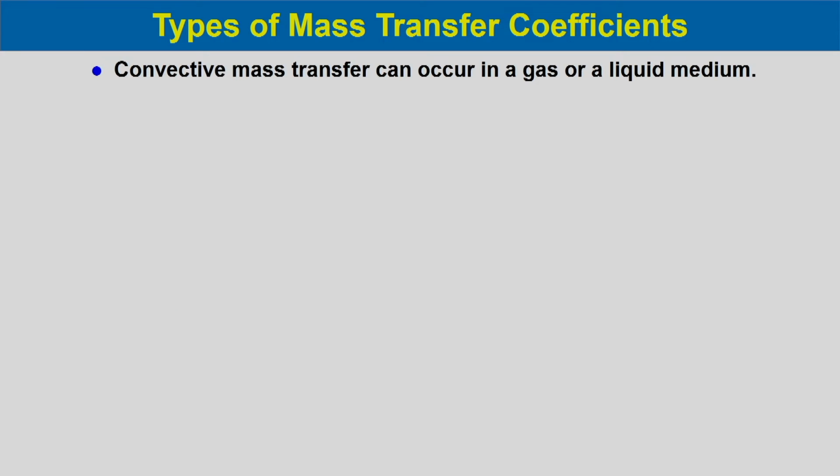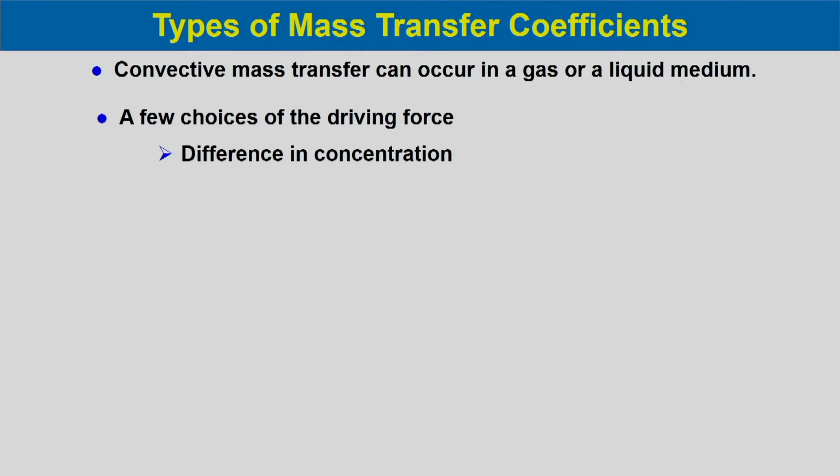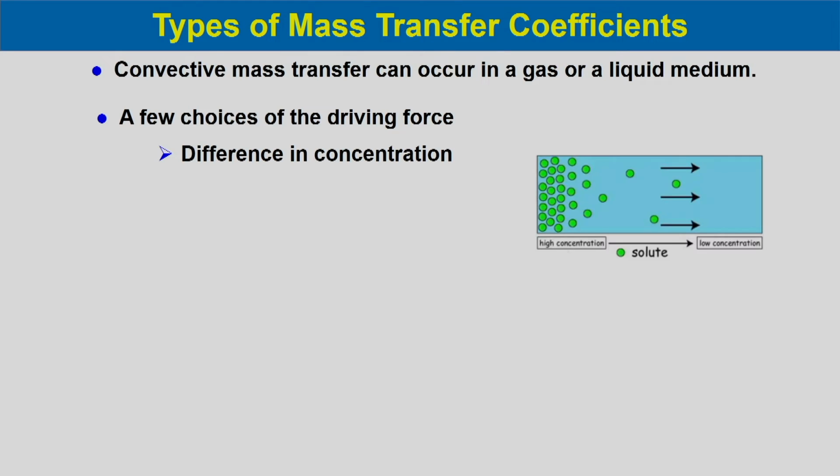Convective mass transfer can occur in a gas or in a liquid medium, but it does not occur in the solid medium. So, in these two cases, a few choices of the driving force can be written. One is the difference in concentration. In case of concentration driving force, it diffuses from the high concentration to the low concentration. So, the solute moves from higher concentration to the lower concentration.